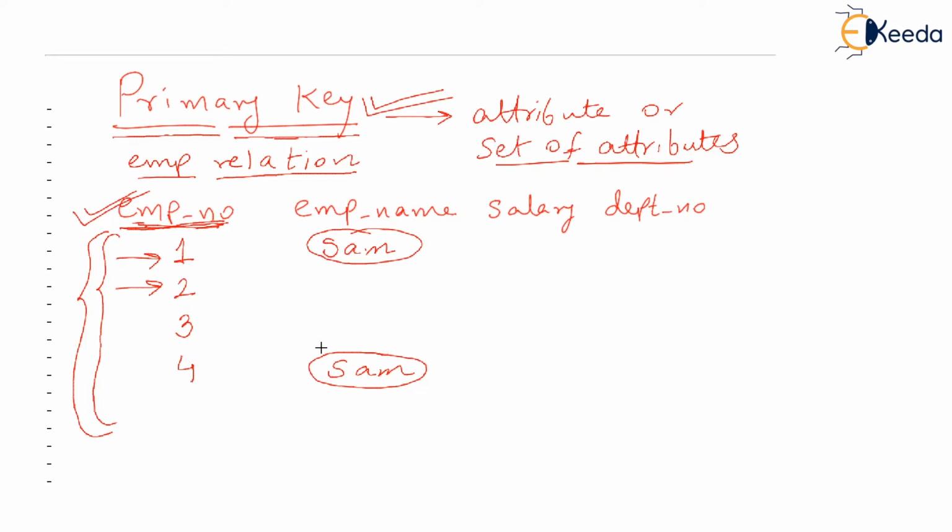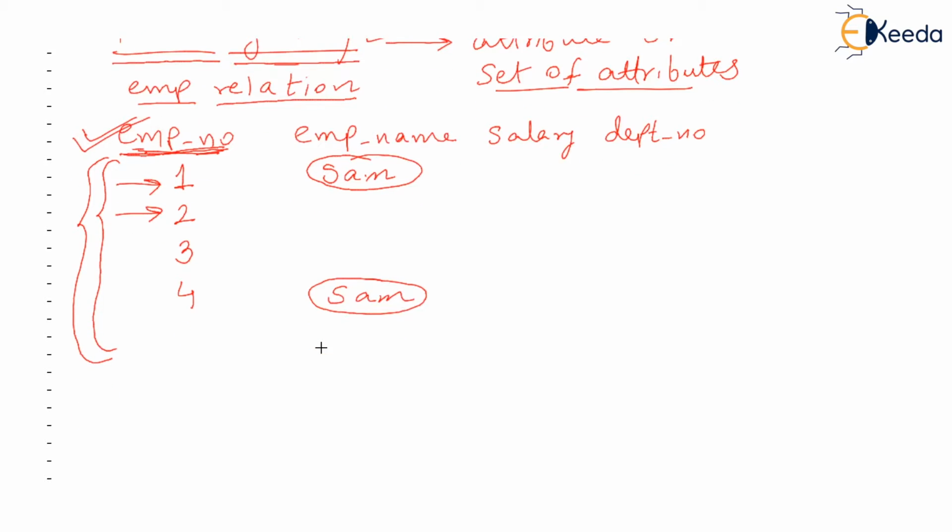Who decided it? We decided this employee number should be primary key when we define a table by writing some command in DBMS. That command is basically the create table command in which we tell the DBMS system that employee number is going to be the primary key.